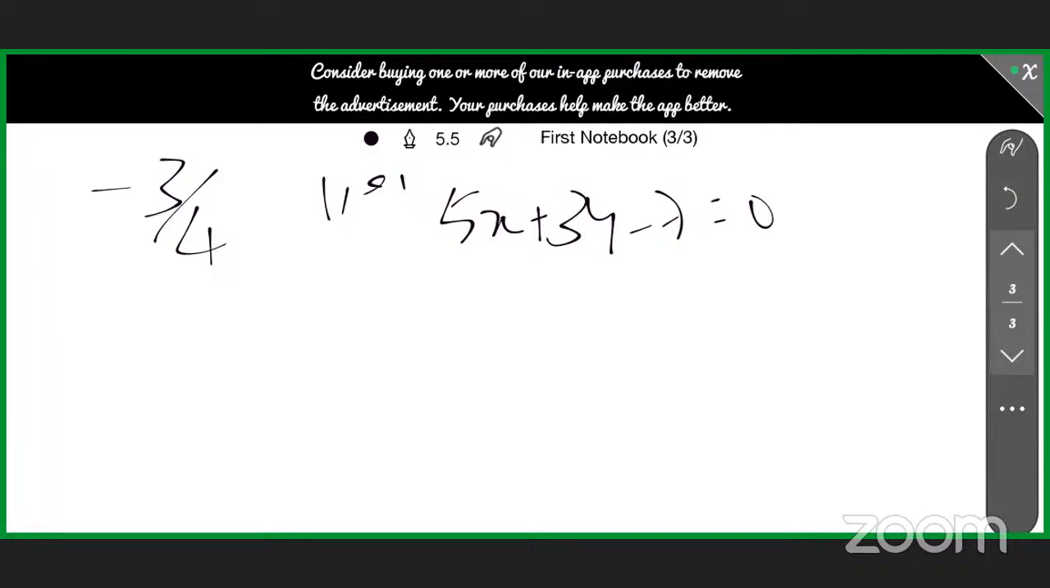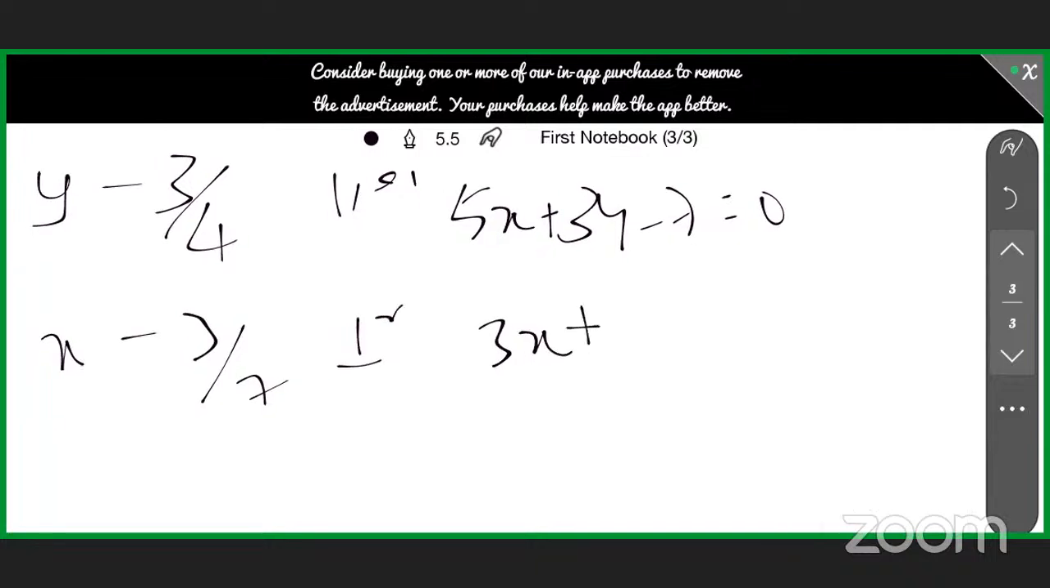Yes, sir. Next, one more question of the same type we will take. The equation of a line whose x-intercept is minus 3 by 7. This is the y-intercept, this is the x-intercept. And it is perpendicular to the line 3x plus 4y minus 10 is equal to 0.